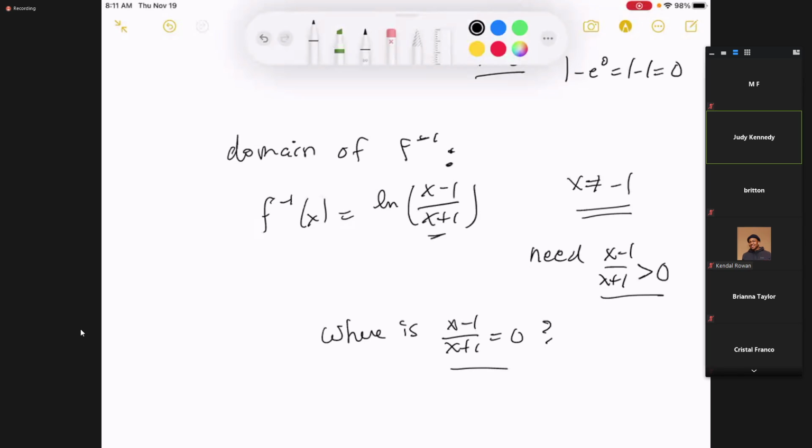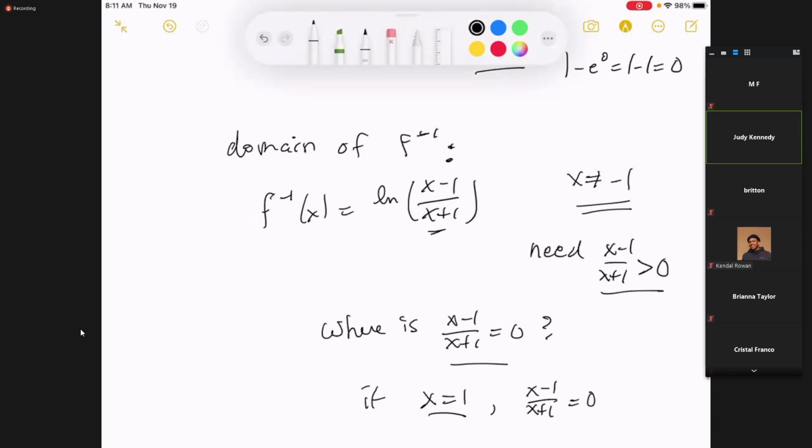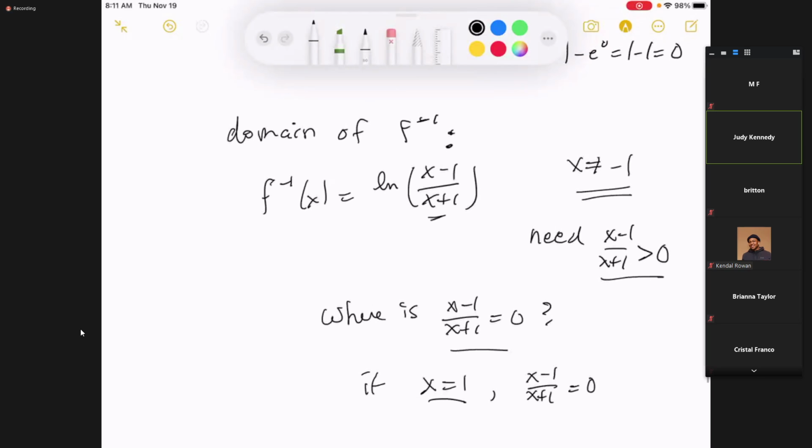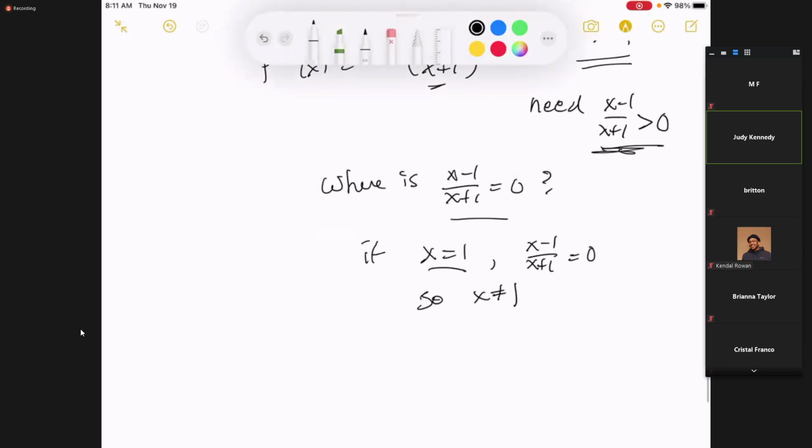Well, it's equal to 0 when x is equal to 1. And we already threw out the x equal to minus 1. Okay. All right. So x equal to 1's not allowed, because then I'd have ln of 0. But I still don't know the answer to this. So I'm going to do the following. A number line.